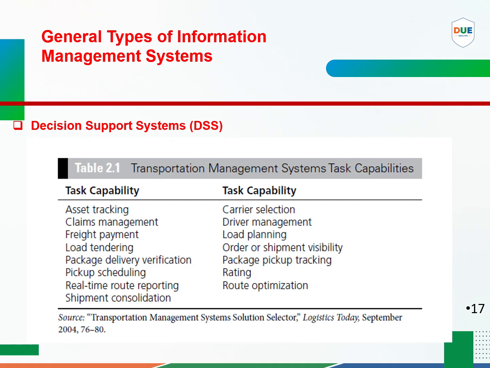In logistics, DSS can operate at different levels. At the strategic level, they might support decisions about where to locate warehouses or how many facilities to operate. At the tactical level, they can help set inventory policies or design route structures.